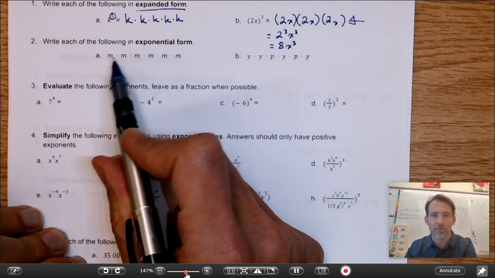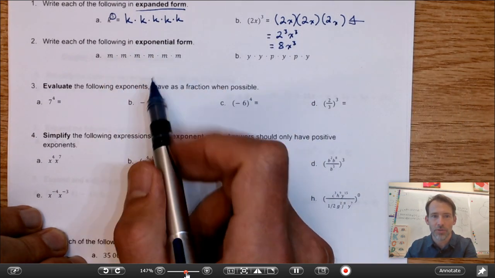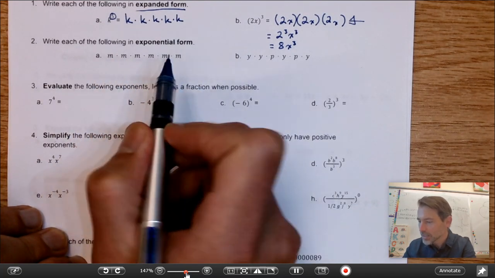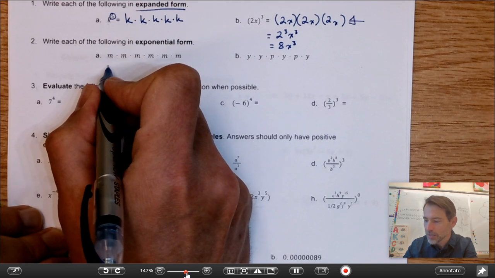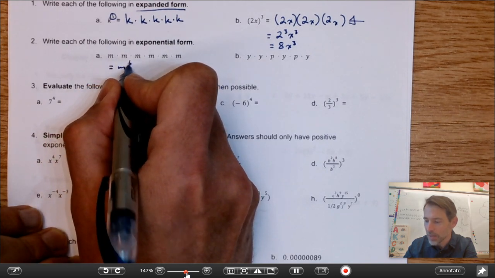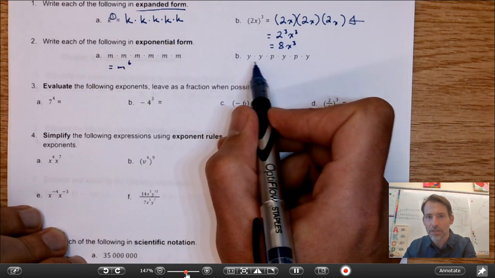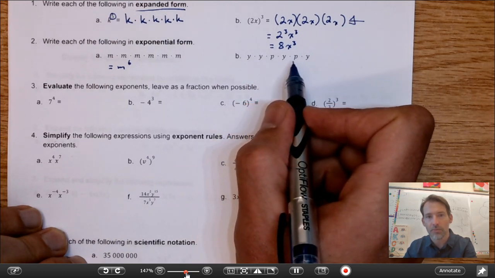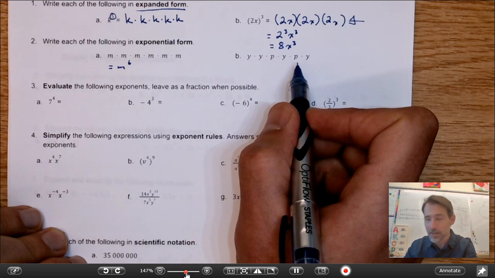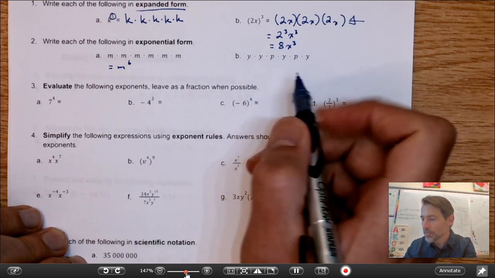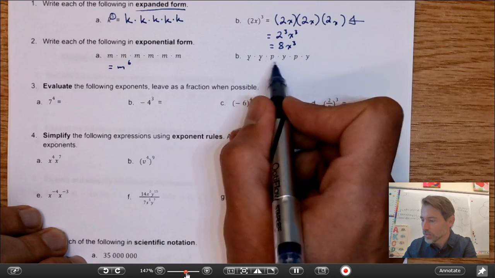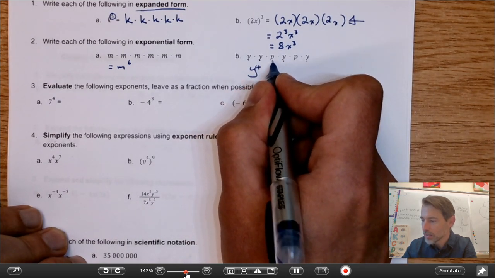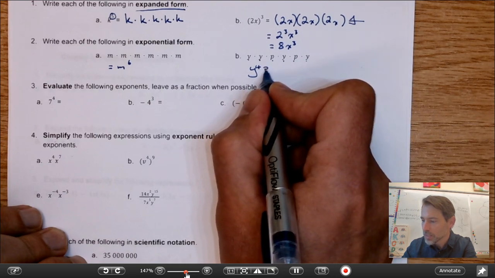Okay. Now, if we have stuff like this to write in exponential form, this one is 1, 2, 3, 4, 5, 6 copies of m multiplying. So this is equal to m to the power 6. And this one here is 4 copies of y multiplying, along with 2 copies of p multiplying. So I have 1, 2, 3, 4 copies of y. This is y to the 4. And then p times p is p squared.